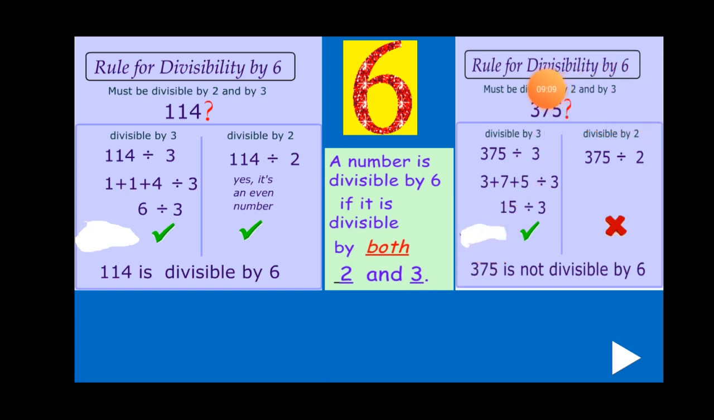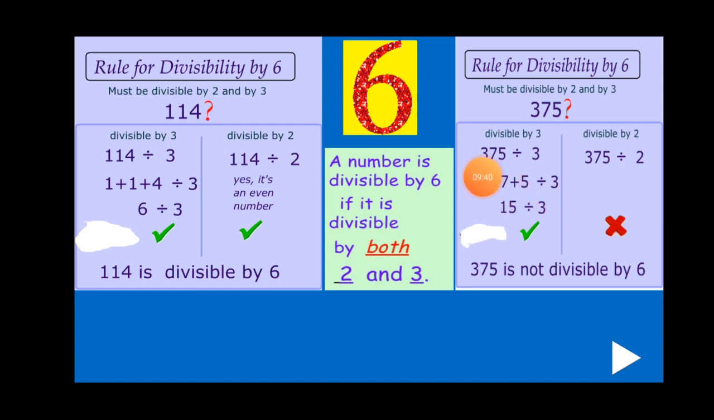Children, let us learn more about this divisibility by 6 by taking another example, 375. In the same manner, we will first check its divisibility by 2. While checking the divisibility by 2, we can see here that the last digit, that means the ones place digit, for this given number is 5, which is not an even number. So this is not divisible by 2.